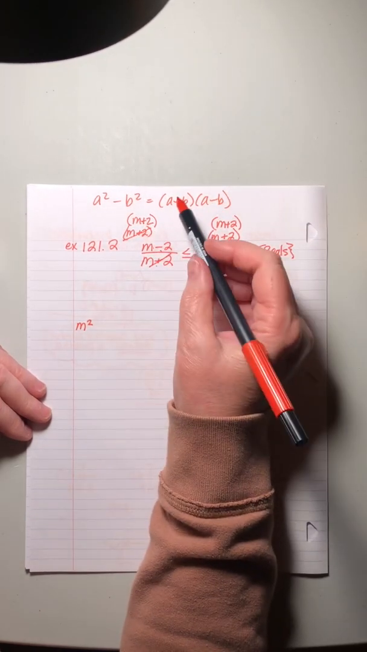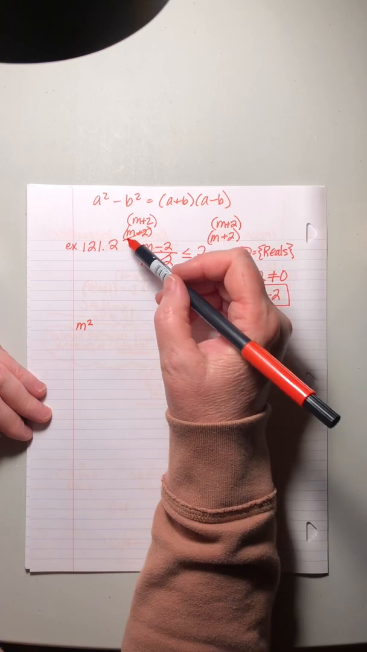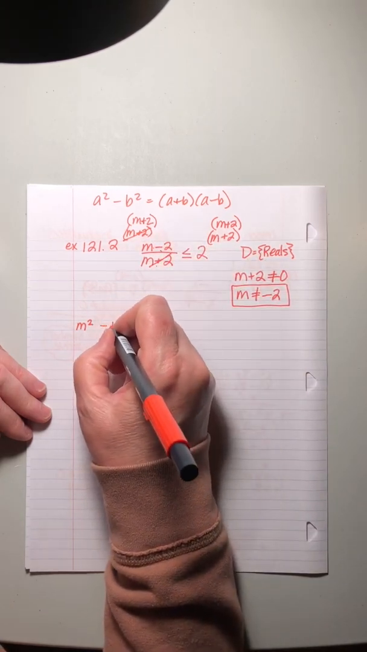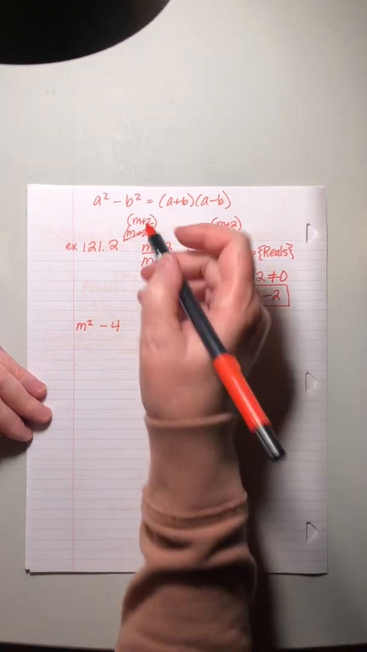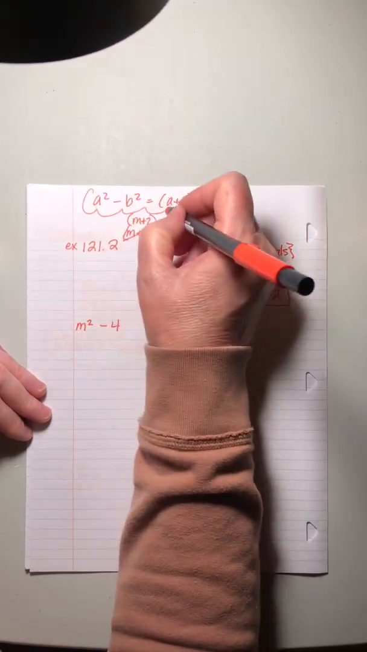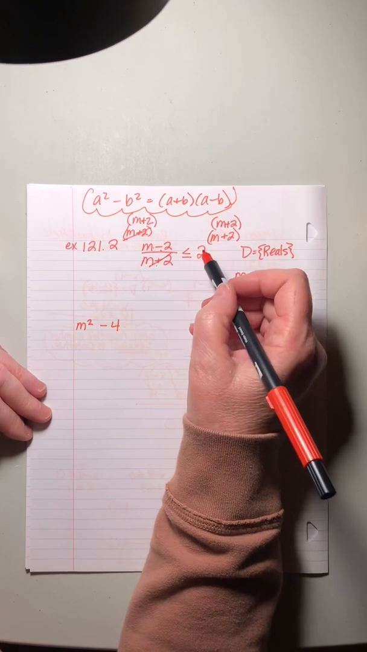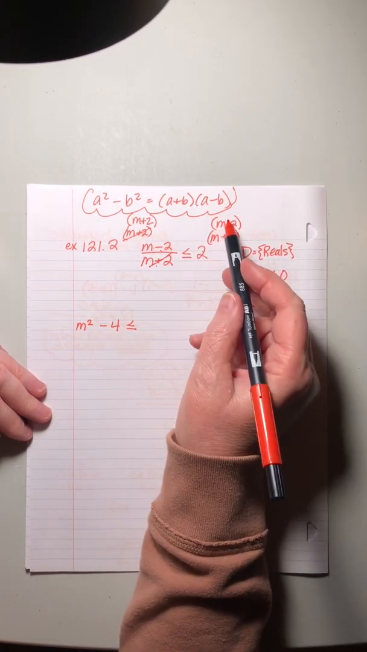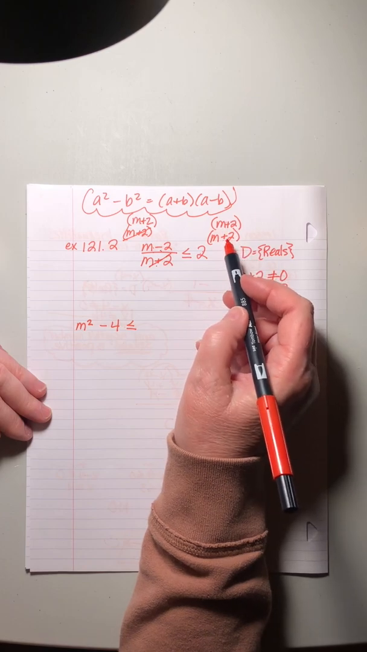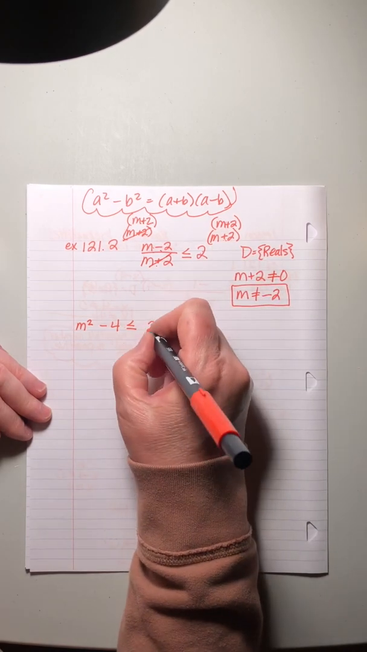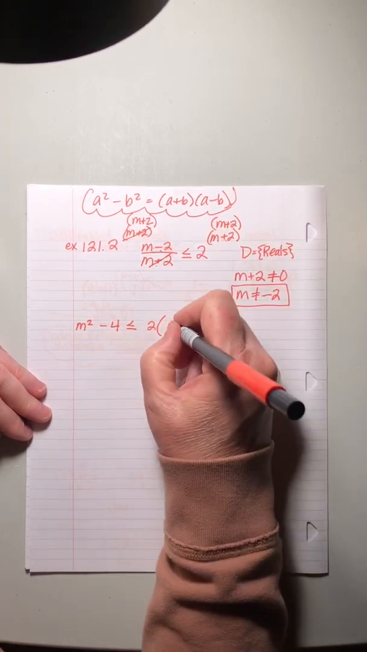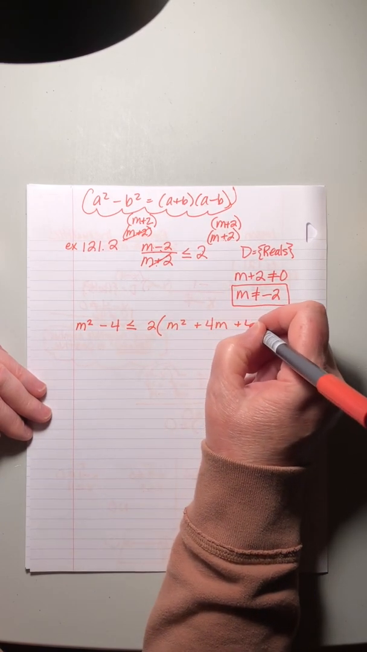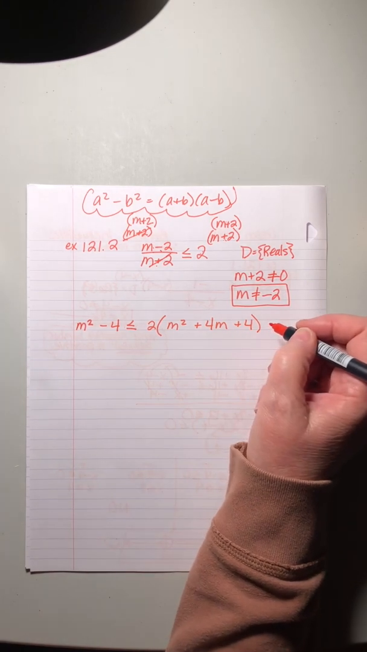I've got this pattern, right? So I know that when I multiply those, I'm going to get m squared minus 4, because it fits this pattern. Does that make sense? And then over here, I'm going to get this monstrous beast. I'll do that, and then I'll multiply it by 2. This is m squared plus 4m plus 4.